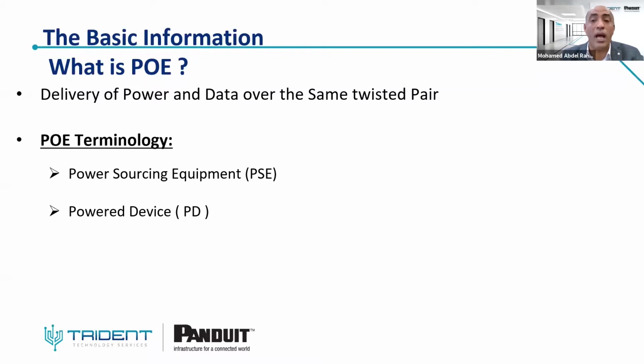In PoE terminology, we have two primary components: the PSE and the PD. PSE stands for power sourcing equipment. This is the source that sends the power and data over the Ethernet cable or twisted pair cable to the powered device. The powered device is the load that receives the power from the PSE.